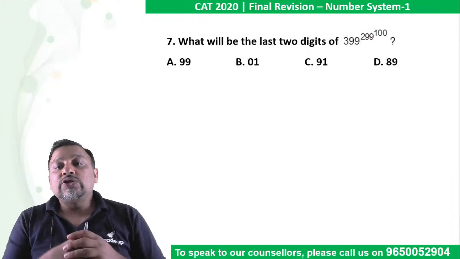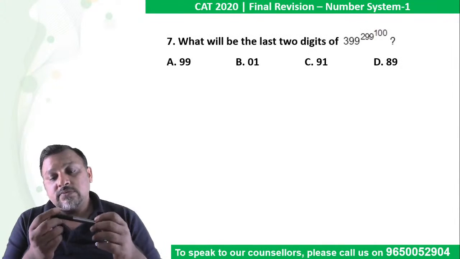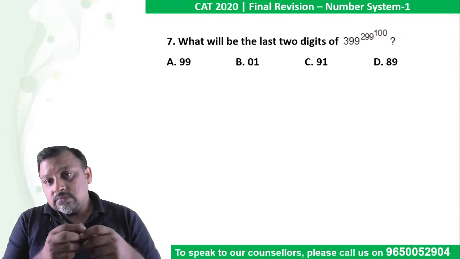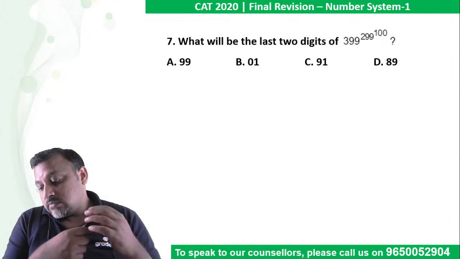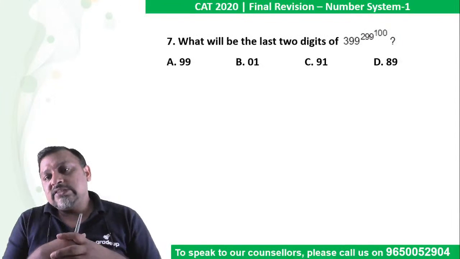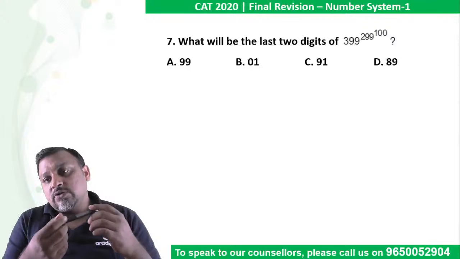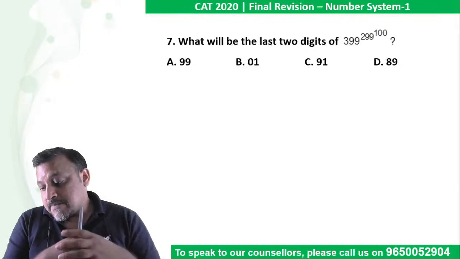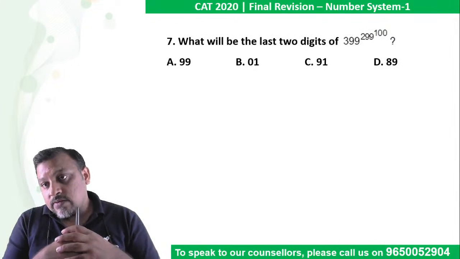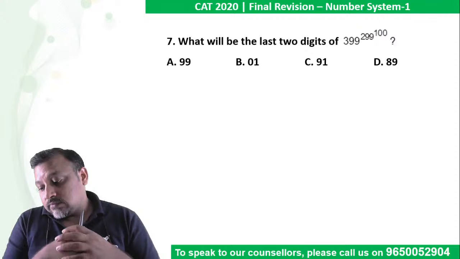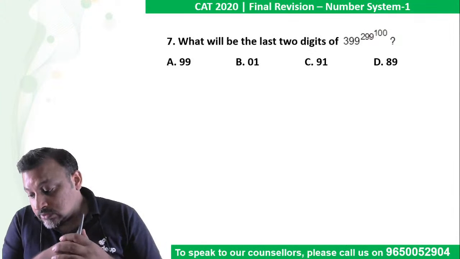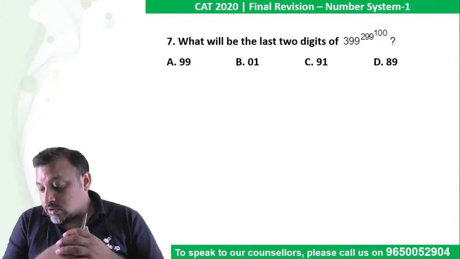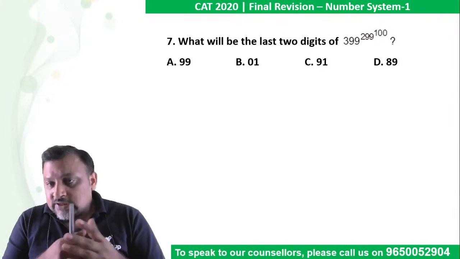Okay, try this one. Last 2 digits of this. 20 seconds for this, an easy question. Last 2 digits of this. Chiranjeevi is saying B. Okay, Chiranjeevi. See, this is an easy question.